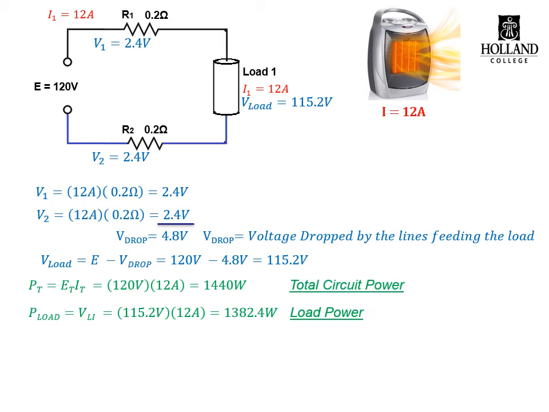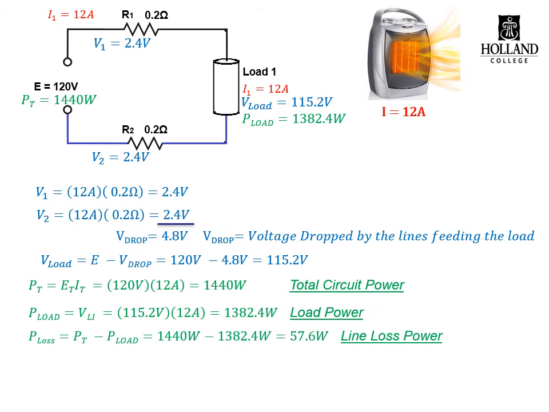That's because our feeder wires are actually going to heat up. Because it's a resistance and because current is flowing through that resistance, those wires are actually going to generate a little bit of heat. We call that the line loss, or line loss power. That's the difference between how much our source is putting in and how much our load is actually able to dissipate.